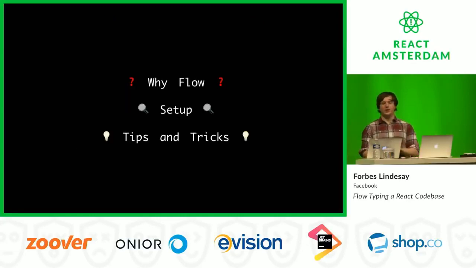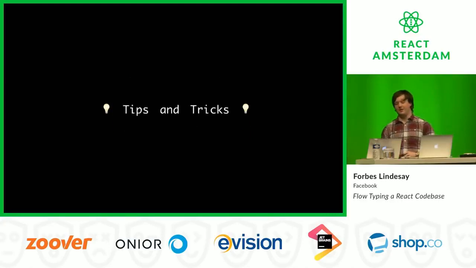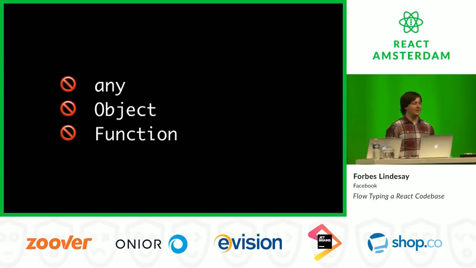So you've decided you want to use Flow. Hopefully I've convinced at least some of you. You've got it set up now, and it's all working fine. What problems are you going to run into? What tips and tricks can I give you to help? Well, we mentioned any object and function earlier, and now I'm afraid I'm going to have to tell you, don't use them. They're really unsafe.